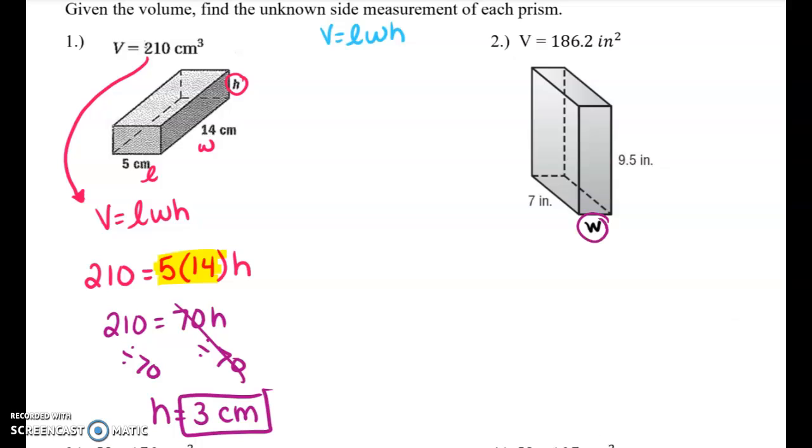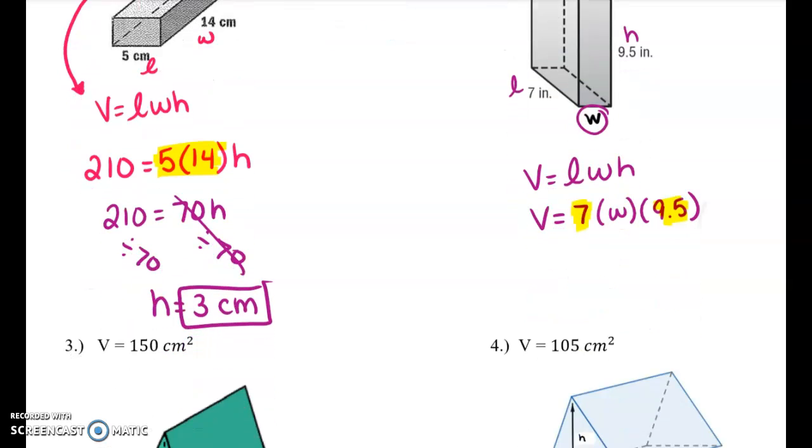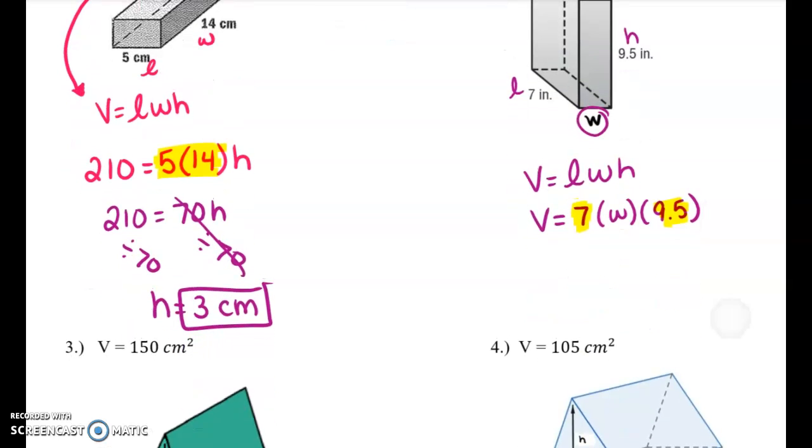They're looking for the width here. So volume equals length times width times height. Okay, so we'll call this my length and call this my height. So volume equals 7 times my W times my height of 9.5. I'm going to multiply the numbers that I know together. So 7 times 9.5 is going to give me 66.5.